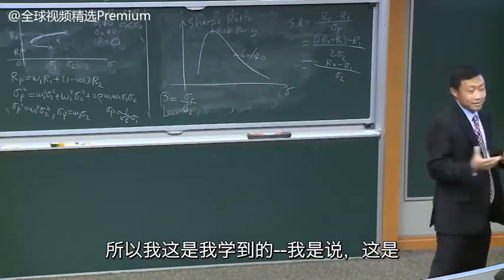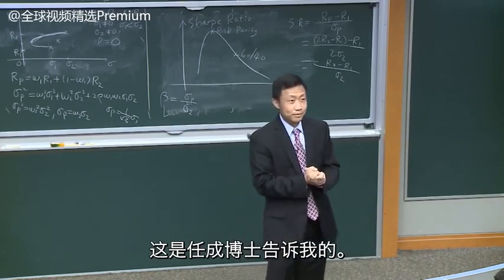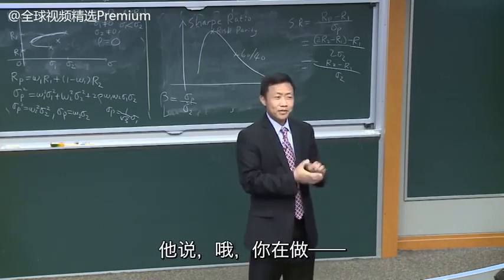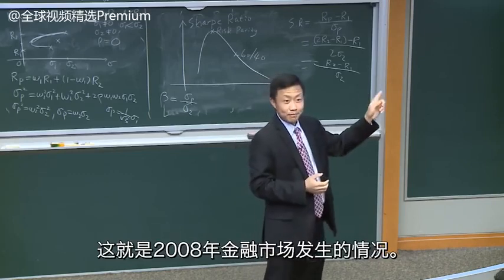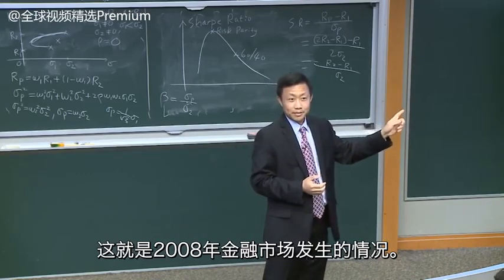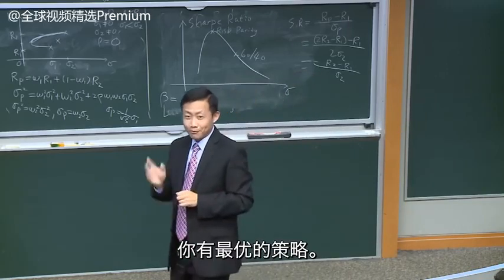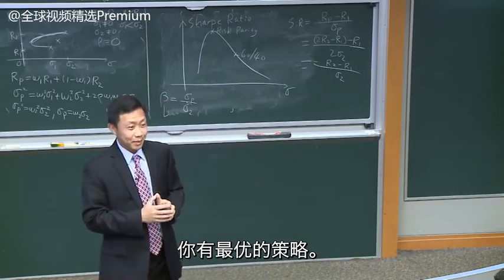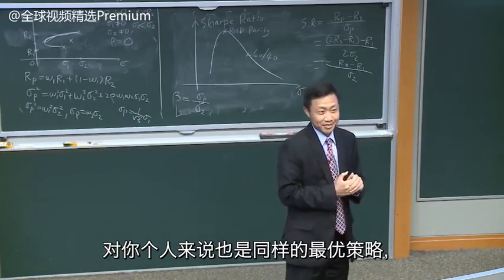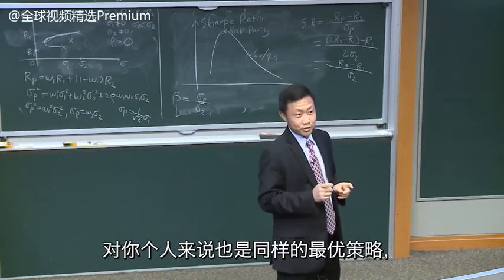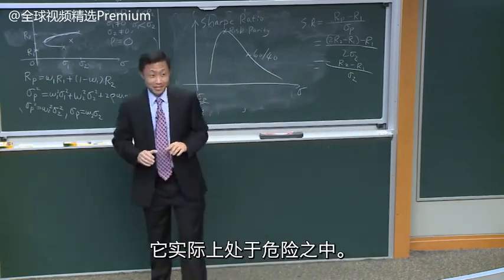My friend at Fidelity, Dr. Ren Chan, brought this up to me. He said, how do you think about portfolio risk? This is what happened in the financial market in 2008. When you think you have everything figured out and you have the optimal strategy, and everybody starts to implement the same optimal strategy as an individual, the whole system is actually not optimized. It's actually in danger.